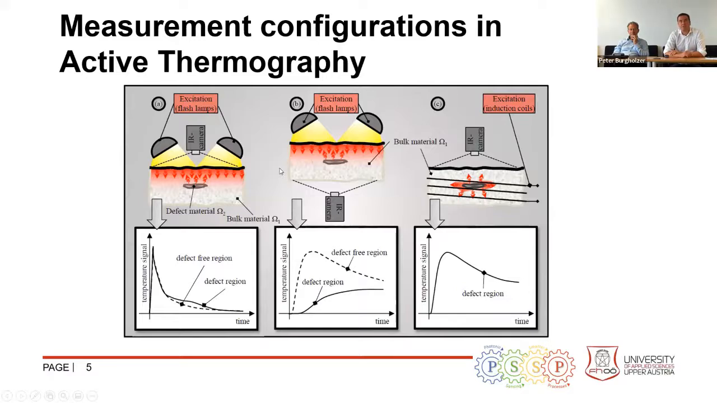Similar is the transmission configuration. You excite on the back surface and measure on the front surface, and you also get typical temperature curves, which give you information about the defects inside the material. The last one is an internal heat source. In this configuration, we use eddy currents to heat up electrically conductive materials inside the part, and here the heat only propagates from inside to outside.